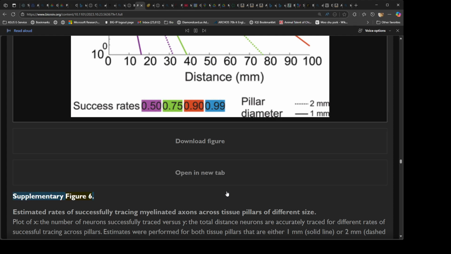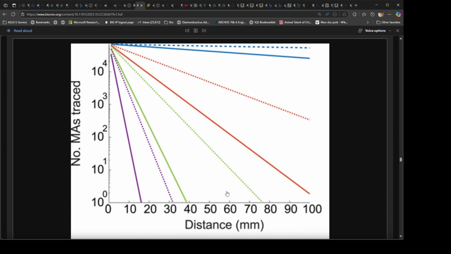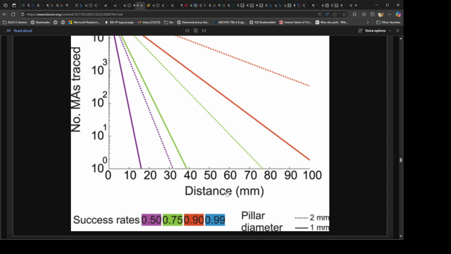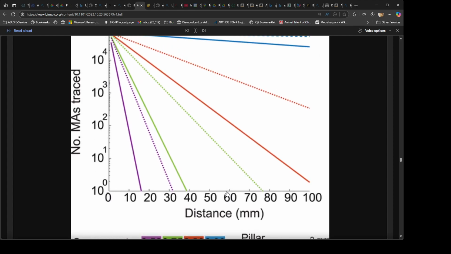Supplementary figure 6. Estimated rates of successfully tracing myelinated axons across tissue pillars of different size. Plot of X, the number of neurons successfully traced, versus Y, the total distance neurons are accurately traced, for different rates of successful tracing across pillars. Estimates were performed for both tissue pillars that are either 1 millimeter, solid line, or 2 millimeters, dashed line, diameter. For 0.1, a projectome of a primate hemibrain.